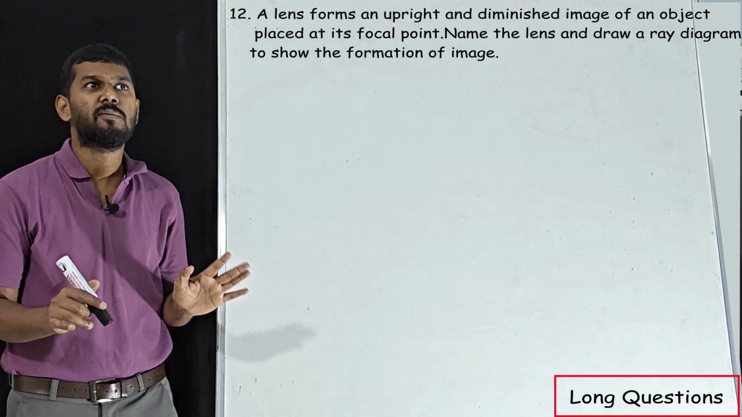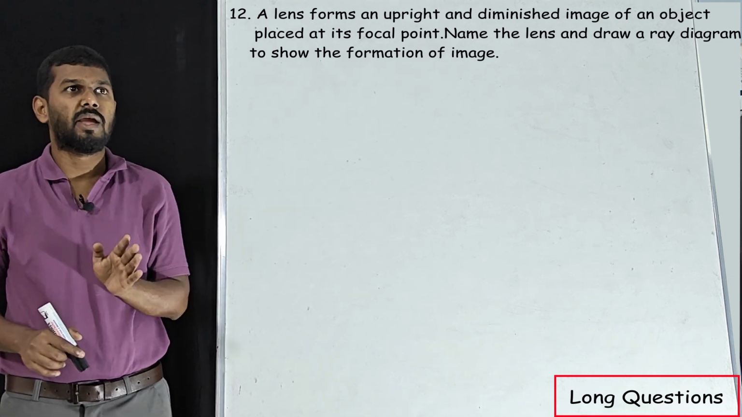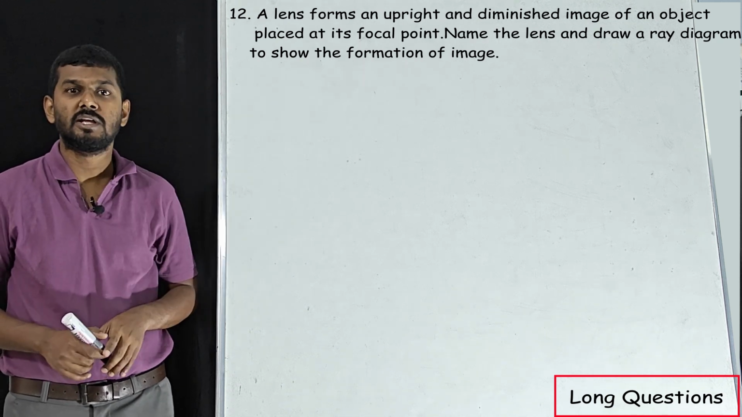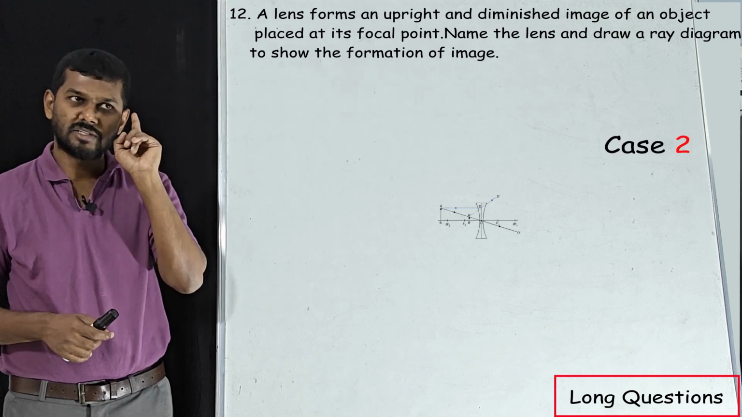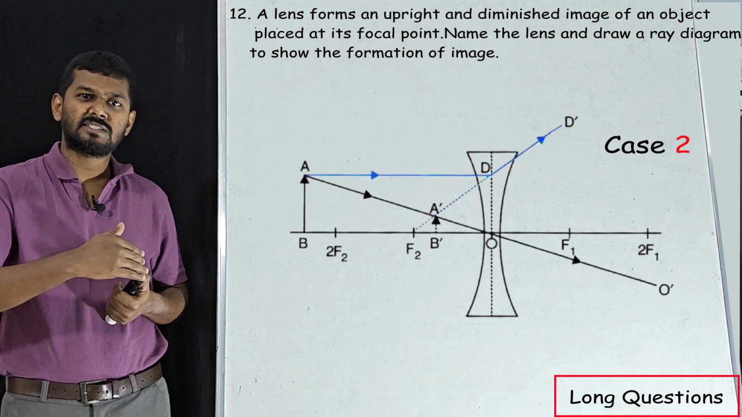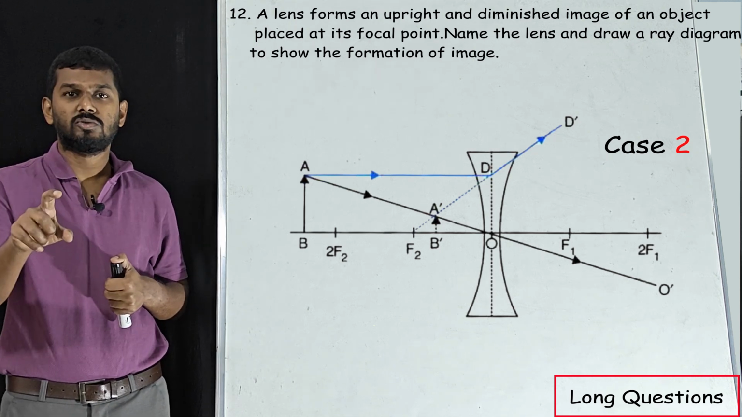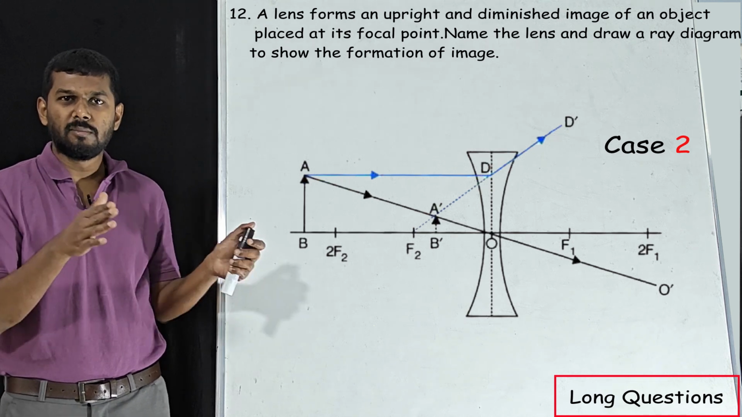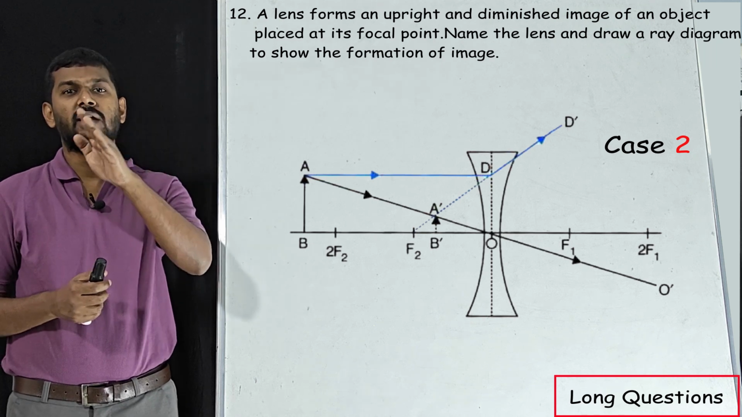So here it is clearly mentioned upright. Upright means erect. If it is erect, then it is a virtual image. If it is virtual and diminished, we have clearly mentioned diminished image, so it is concave lens. So we name the lens: concave lens. Draw the diagram of case 2 of concave lens, because in case 0 and case 1 we cannot see the object. Only in case 2 the object will be at a feasible, minimum distance, so that's why we can see the object. So this is case 2 of concave lens.